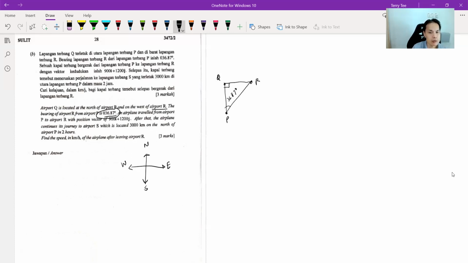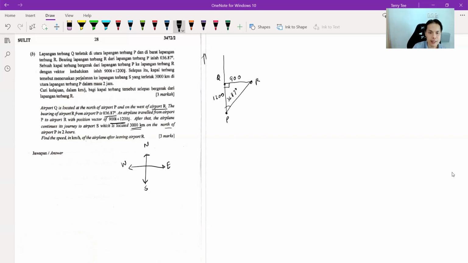All right. Now, an airplane traveled from P to R with this position vector, 900i plus 1200j. 900i means I'm going to the right by 900 kilometers. Maybe I write here 900. 1200 is this, 1200 kilometers. So remember, ij goes 900, 1200. You go right first, then go up later. All right. After that, the airplane continues its journey to airport S, which is located 3000 kilometers on the north of P. Okay, 3000 north of P.